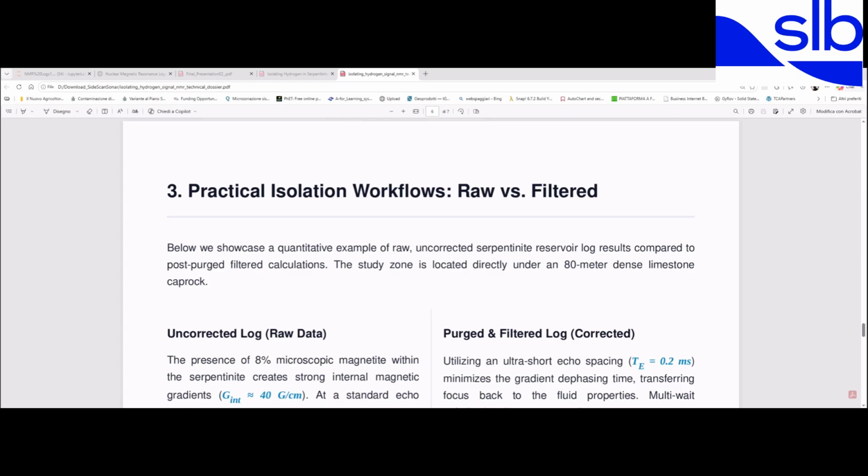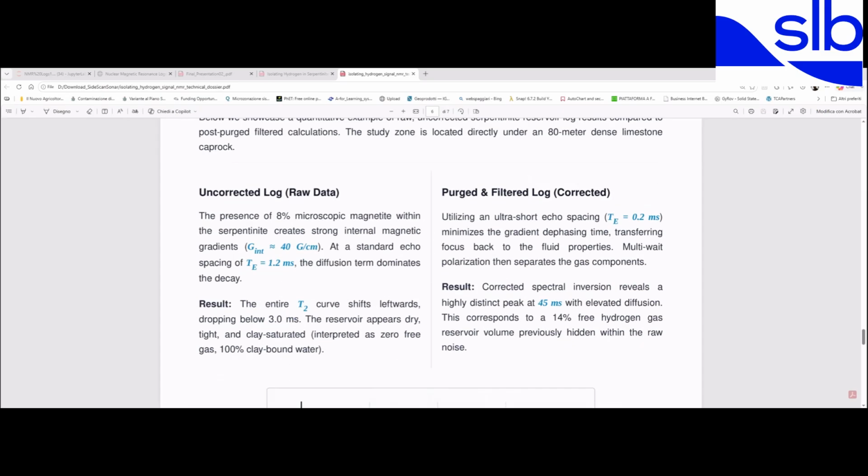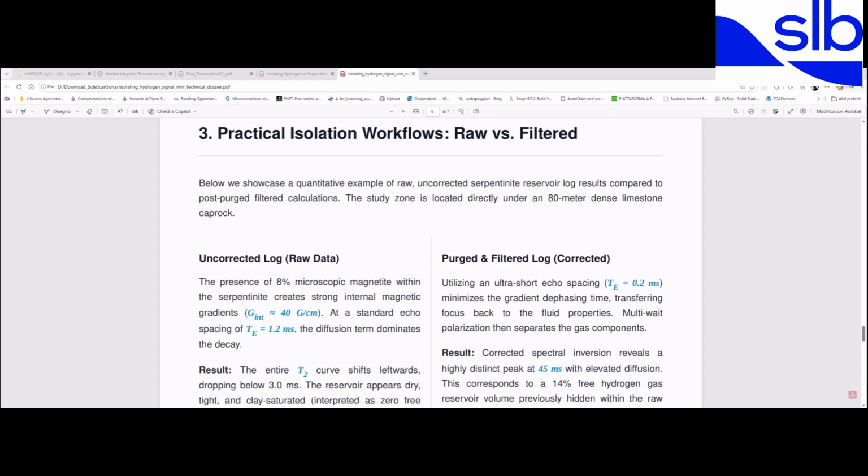How can we do this from raw to filtered data? You have an uncorrected log. Below, we showcase a quantitative example of raw uncorrected serpentinite reservoir log results compared to the post-purge filter calculation.